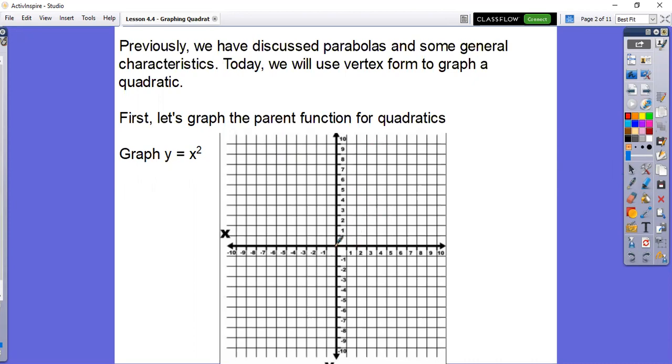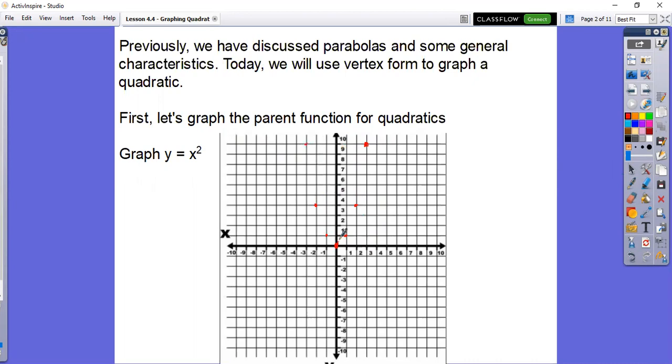So y equals x squared has a point at 0, 0. If I plug in 1, I get out 1. I plug in 2, I get out 4. I plug in 3, I get out 9. I'm not very good at counting. I think 9's right here. And then the same thing happens over on the other side.